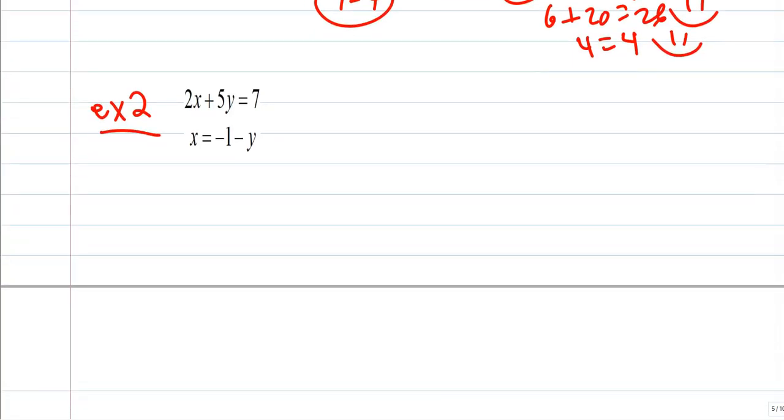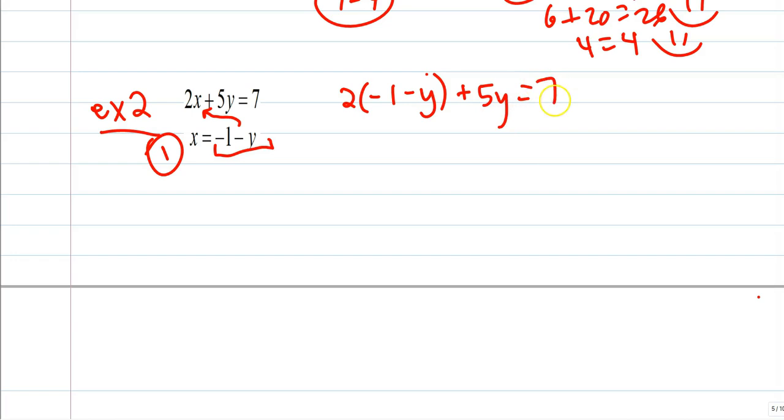Almost done on this one. This one, see, people freak out. They're like, oh my gosh, I don't have a y equals. Okay, but step one is still already done for us. Instead of a y equals, we have an x equals. So what can I do with this? I can substitute this negative 1 minus y in place of the x, because it's what the x equals. So we are substituting that into the other equation. So 2 times x plus 5y equals 7.